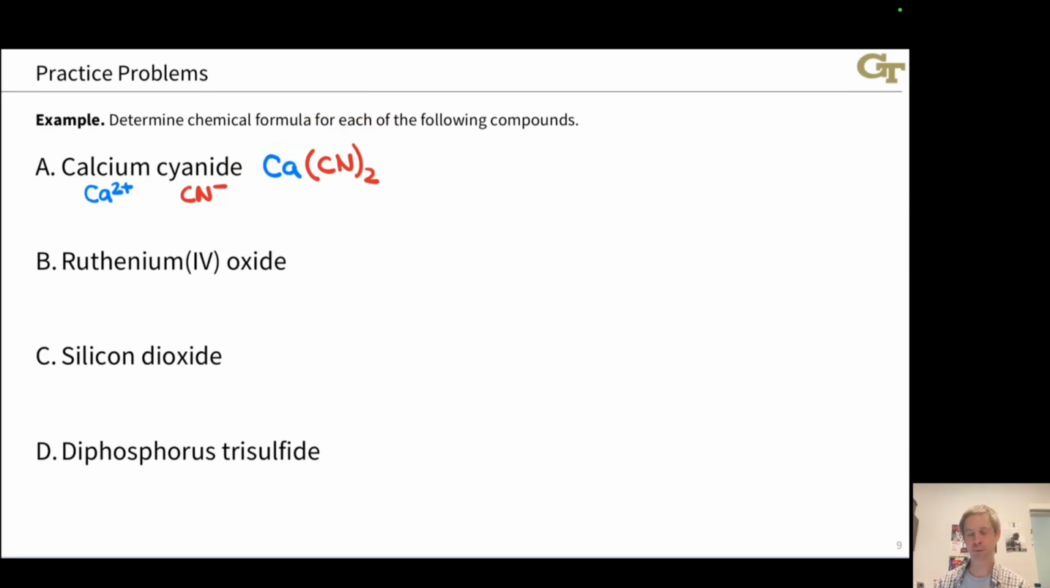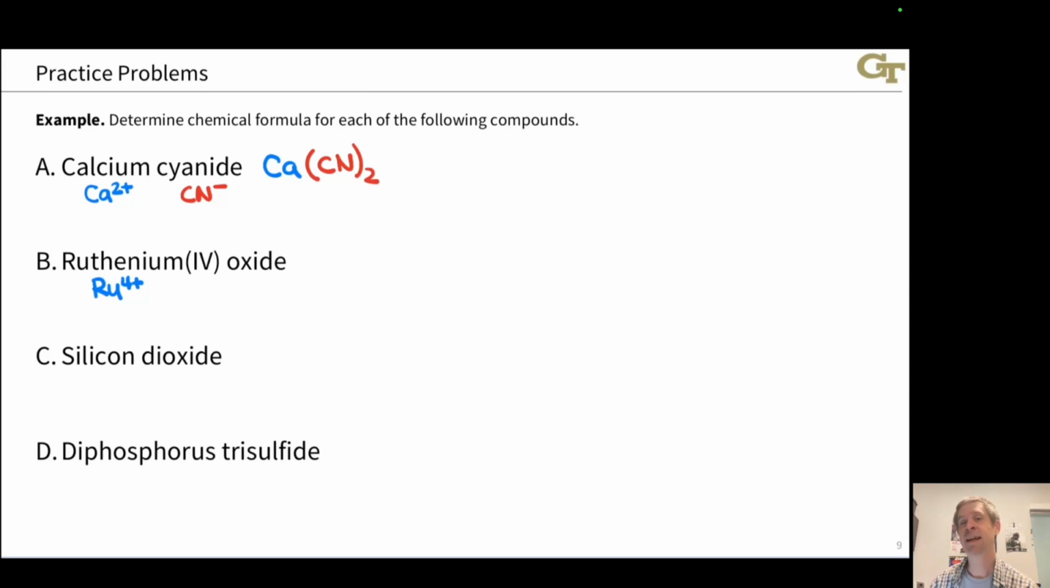The second example here contains ruthenium and oxygen. That's a metal and a nonmetal, so this is again an ionic compound. But now we have a Roman numeral after the name of the metal. This tells us the positive charge on the metal. This tells us immediately that this compound contains a ruthenium 4+ cation.